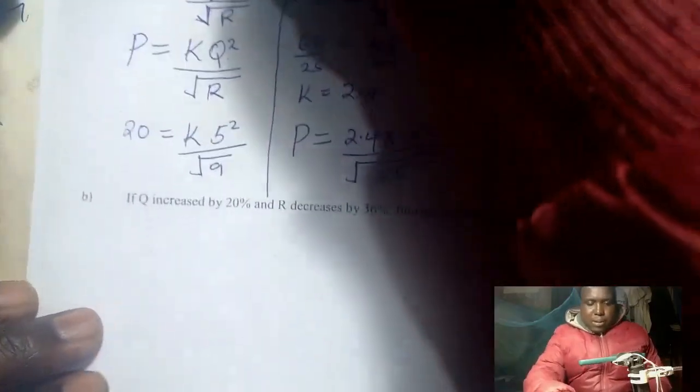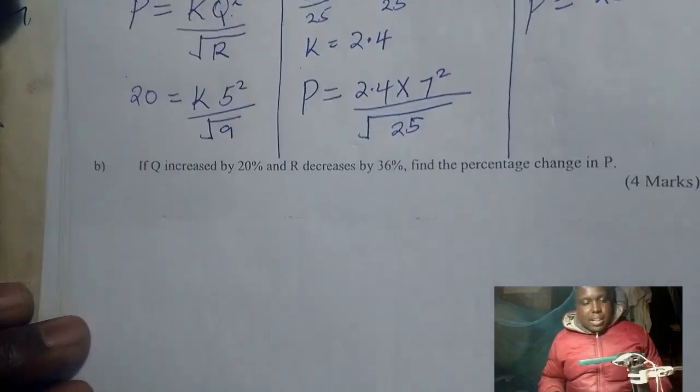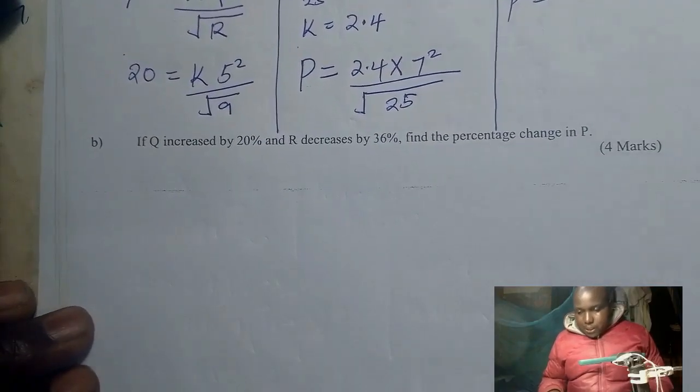If you have a problem in variation, please revise, go back to form 3 and revise. It's a very important topic.